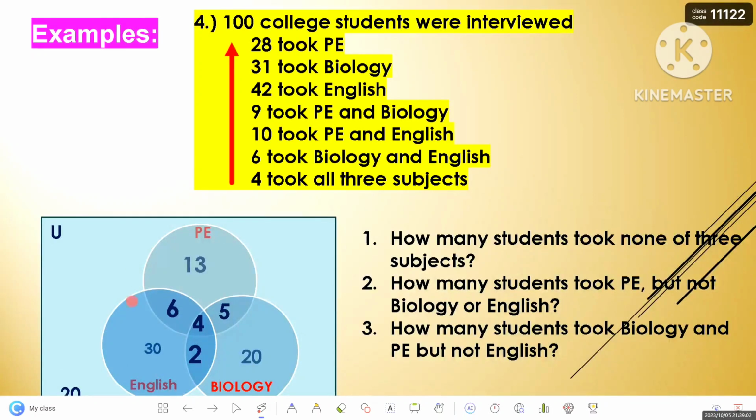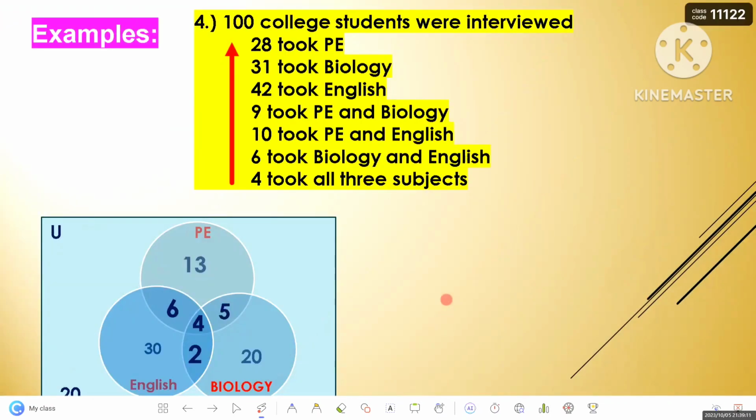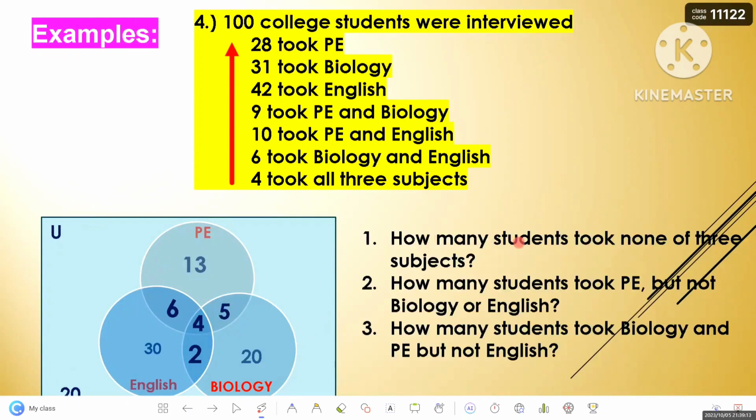Now, meron na tayong sagot sa universal. We only need to answer these 3 questions. Paano natin sasagutan? Okay? Number 1. How many students took none of 3 subjects? O ilan daw yung hindi kumuha ng 3 subject na to? Obviously, we have 20. Is that correct? Yes, 20 students did not take any subjects.